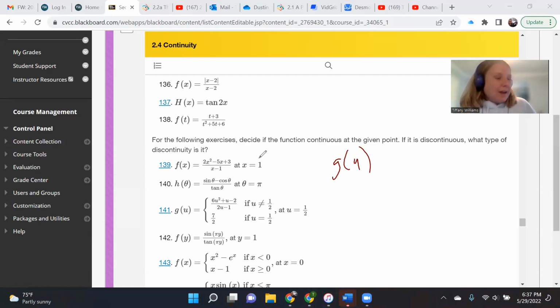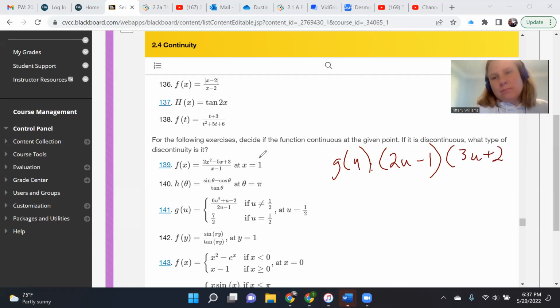That is going to factor out to be 2u minus 1, 3u plus 2, over, now the bottom of course is not going to change, that's going to be 2u minus 1, and my goodness, look, there is a hole.